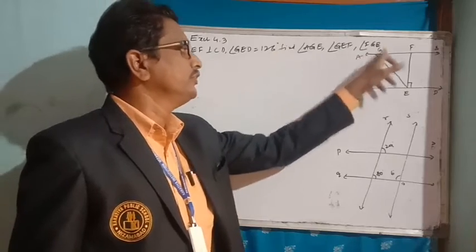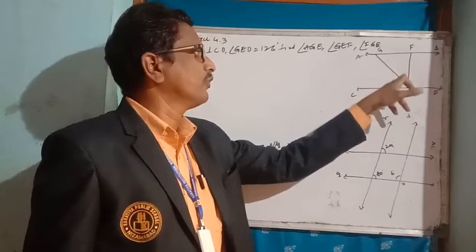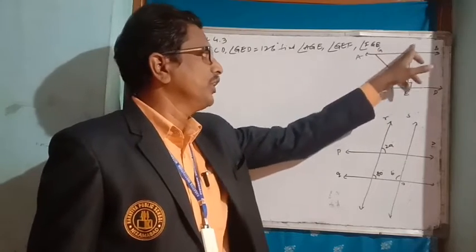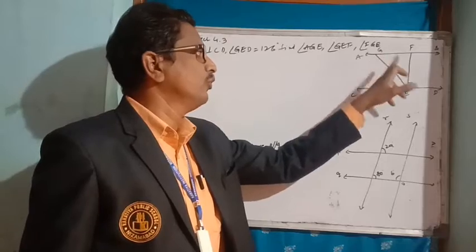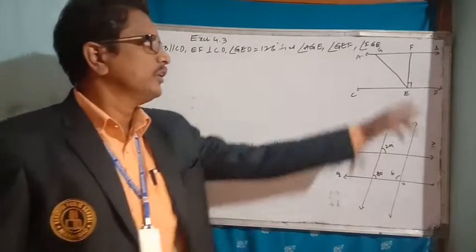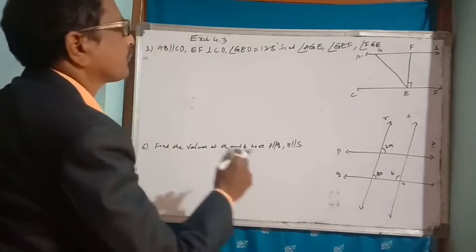Then find AGE, this angle, and GEF, this angle, and FGE, this angle. These three angles we will have to find: 1, 2, 3. Why? Because here 90, here also 90. Now see here.